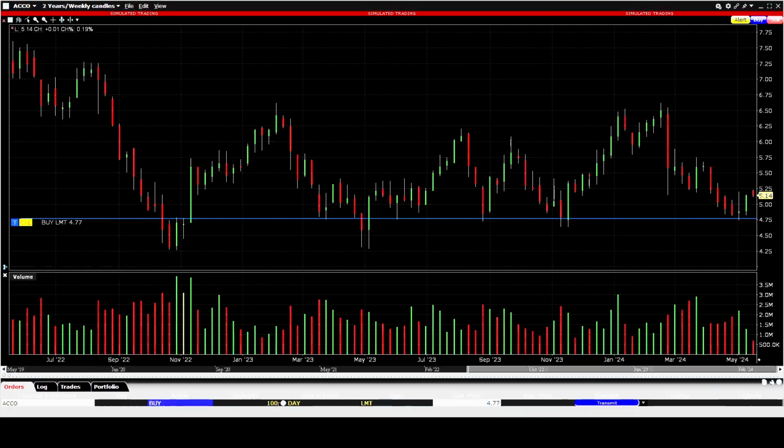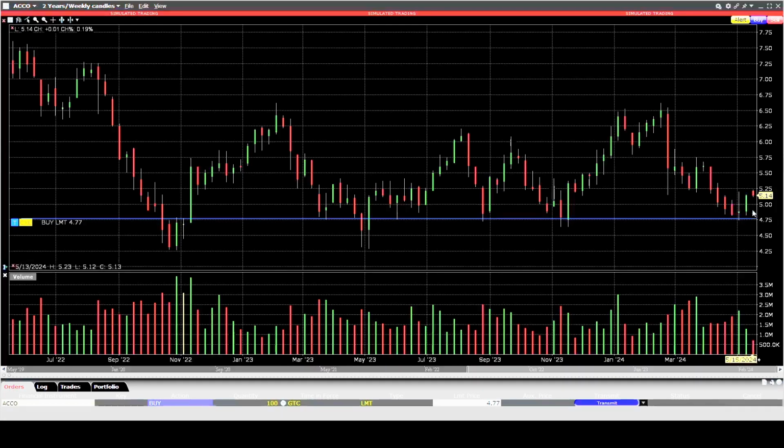Right now this over here shows the number of shares, which you can change, and it has it set at a day order, but since I'm trying to get it at a lower than market price, I would change that to good till cancel. Now it has up to 6 months to fill that order.